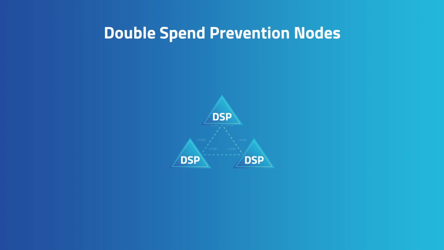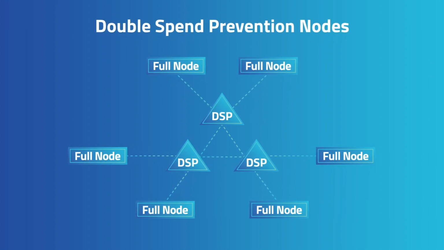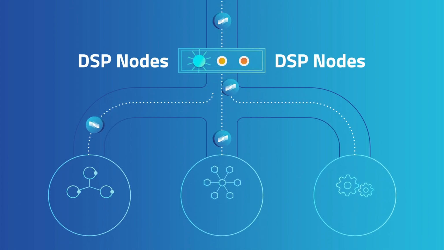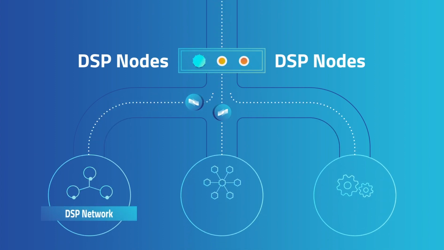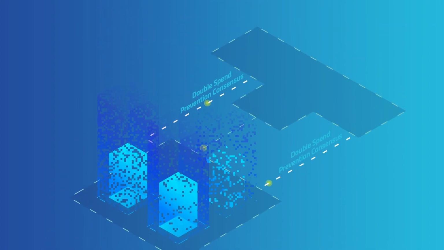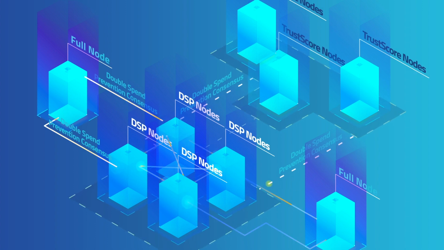Next, the full node sends the transaction to 2 double spend prevention nodes to prevent fraud. Once the transaction receives a green light from the 2 DSP nodes, it's sent to the entire DSP network, Trust Score network, and Zero Spend server. A majority of DSPs determine the transaction is valid, and it's sent to the entire network.